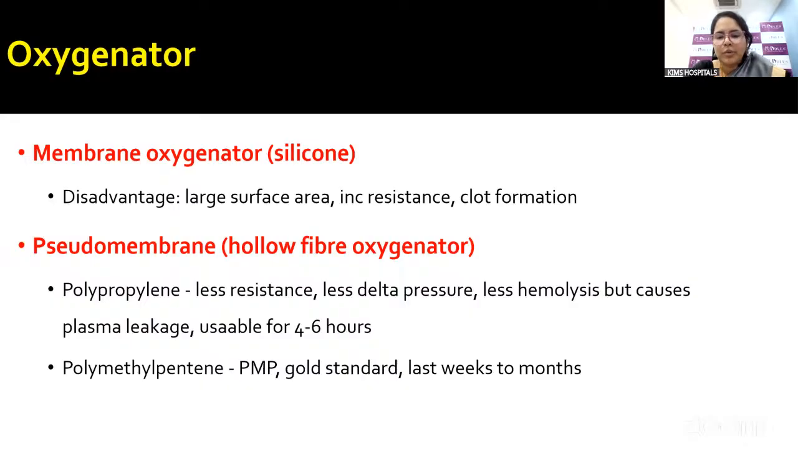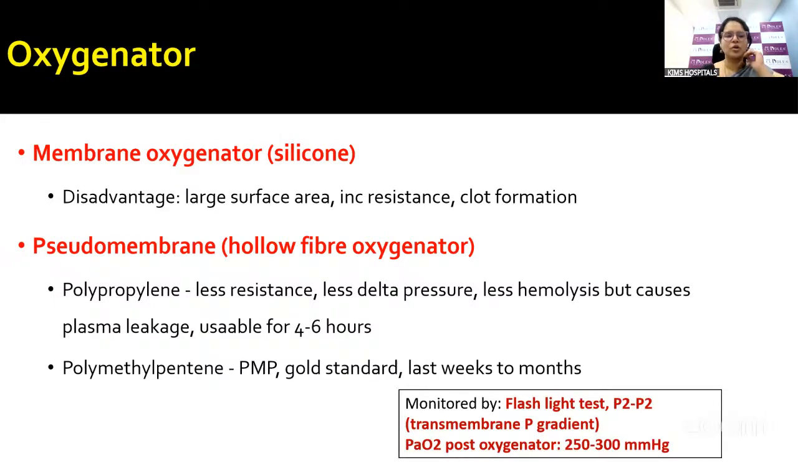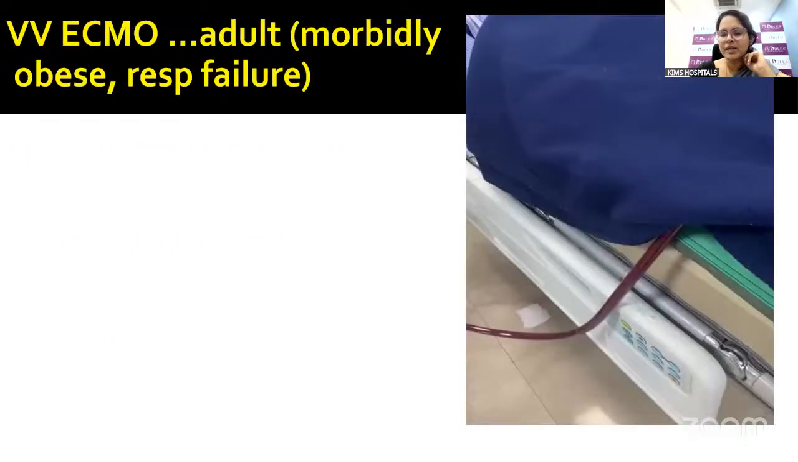So these are all called hollow fiber oxygenators, and they can last many weeks to months. Polypropylene was the other fiber that was used initially for making the oxygenator. Now, as we discussed earlier, the function of the oxygenator is periodically monitored by the flashlight test. This is when you shine a torch across the oxygenator, and usually we see a brilliant transillumination. We also monitor the transmembrane pressure gradient, which is P2 minus P3. And when we look at the post-oxygenator PaO2, it should be at least 250 to 300 millimeters of mercury.